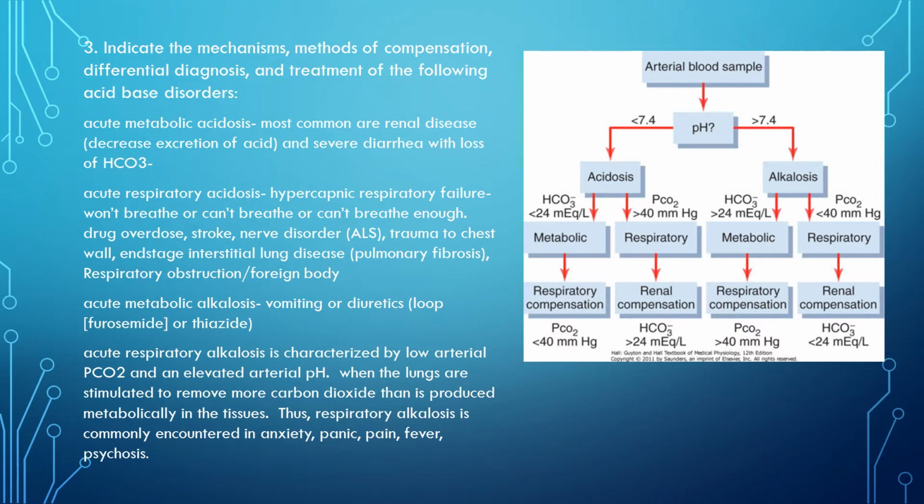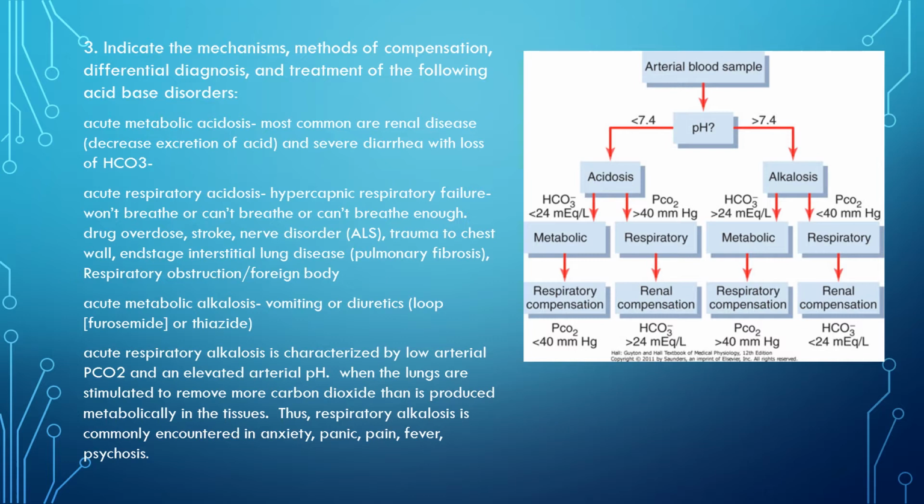Two common mechanisms of acute metabolic alkalosis are excessive vomiting or a side effect of diuretics. These include the loop diuretics and thiazides. This is the disorder our patient from the beginning of the presentation has, excessive vomiting leading to a metabolic alkalosis. The pH is greater than 7.4, the bicarbonate is high, and the compensation is respiratory with retention of CO2.